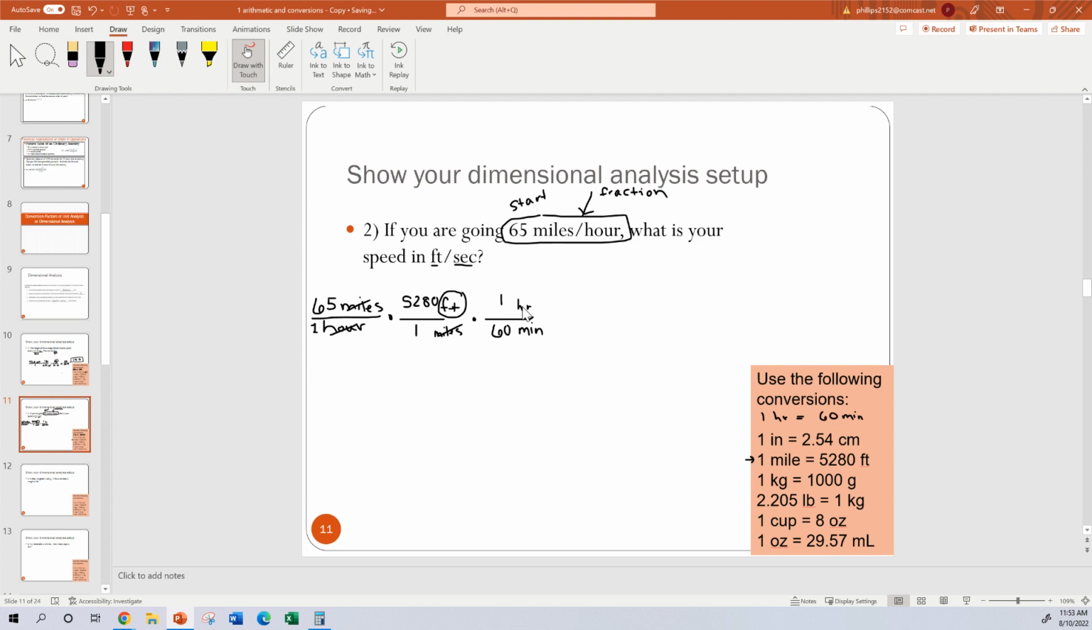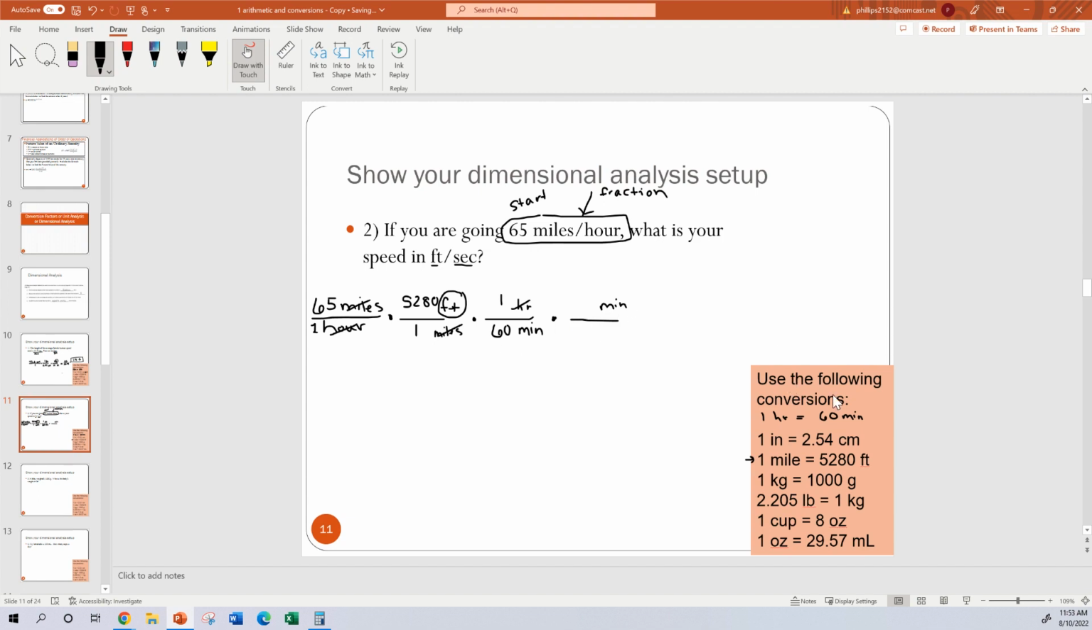Hours cancels, even though they're not next to each other. Top to bottom always cancels. And now I have minutes, but minutes is not what I want. So I'll put another dot for multiply and another fraction bar. Minutes goes on the top because I have to have it top to bottom to cancel it.